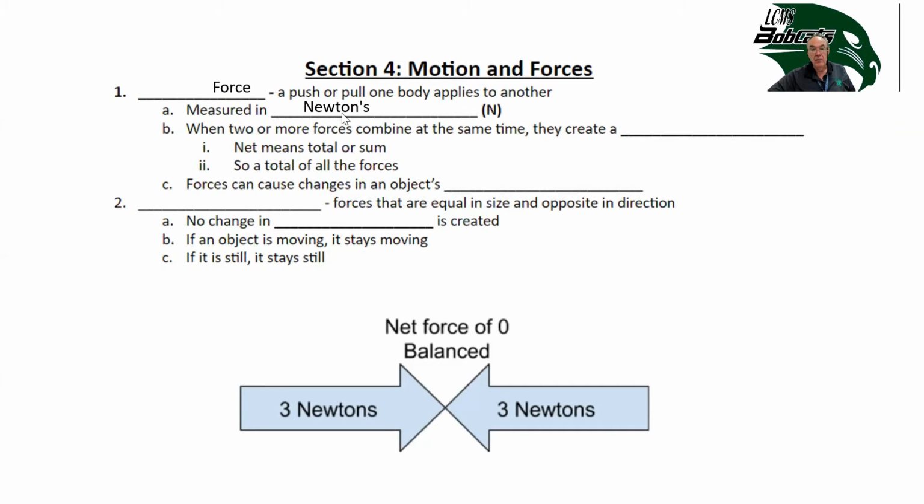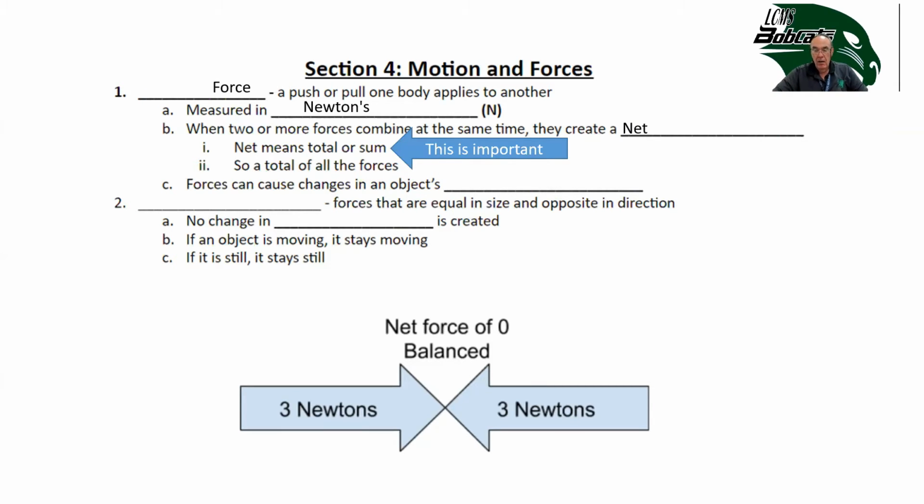Okay? And speaking of Newton, forces are measured in newtons, which is just an N. So, since he was the one who did the original work about the idea of forces, they named the unit for force after him. When 2 or more forces combine at the same time, they create a net force. Okay? Net means sum. This is important. So it's the sum of all the forces acting on an object.